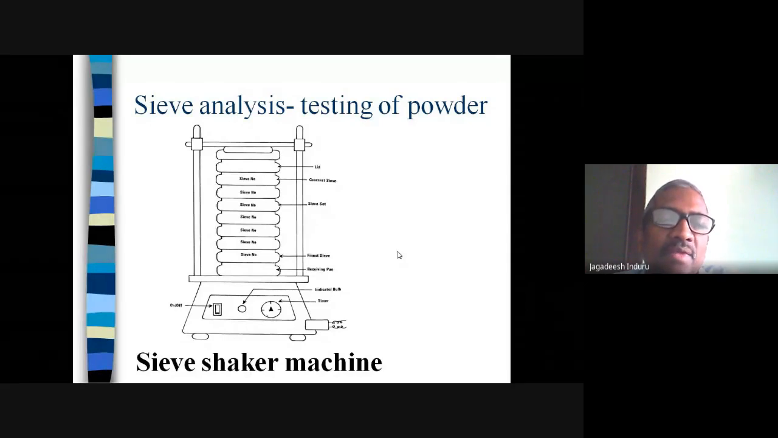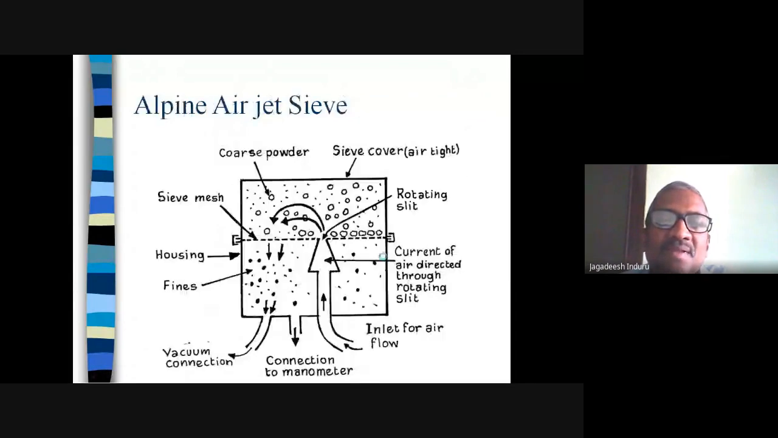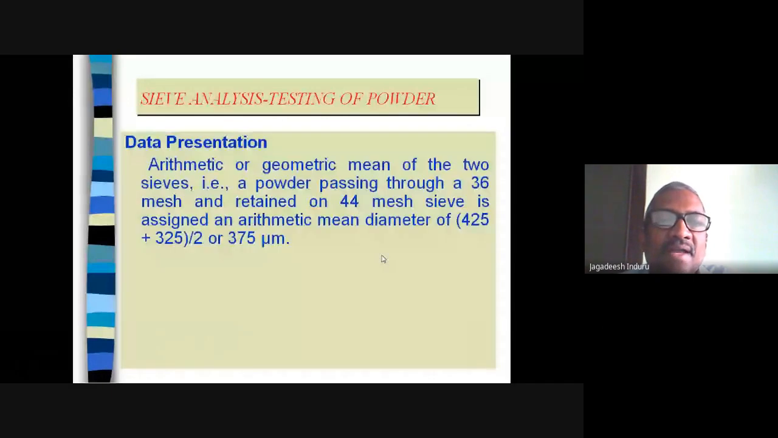We need to remove each fraction and weigh it. And we need to assign the diameter of the particular powder weight with the size. That can be done by the data analysis step. This will be known in this, where we have an arithmetic or geometric mean, where two sieves are present at the top and bottom. In between, one material is lying down.